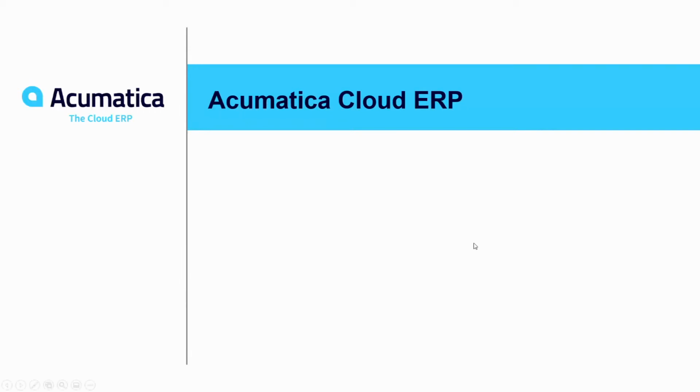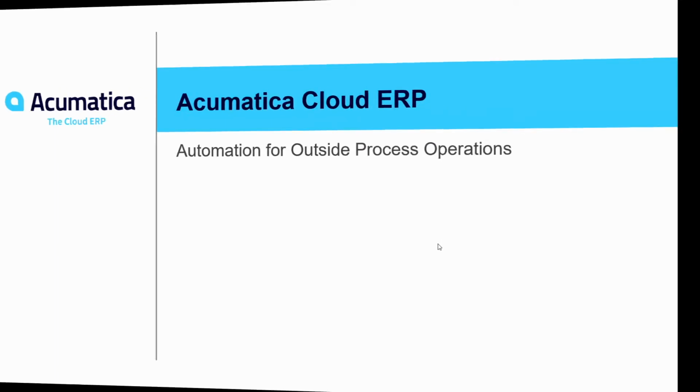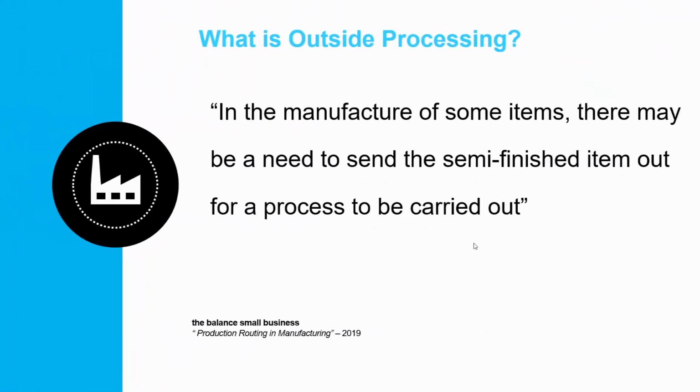Acumatica Cloud ERP, automation for outside process operations. With Acumatica Manufacturing Edition, a manufacturer can define an operation on their routing as an outside process operation.